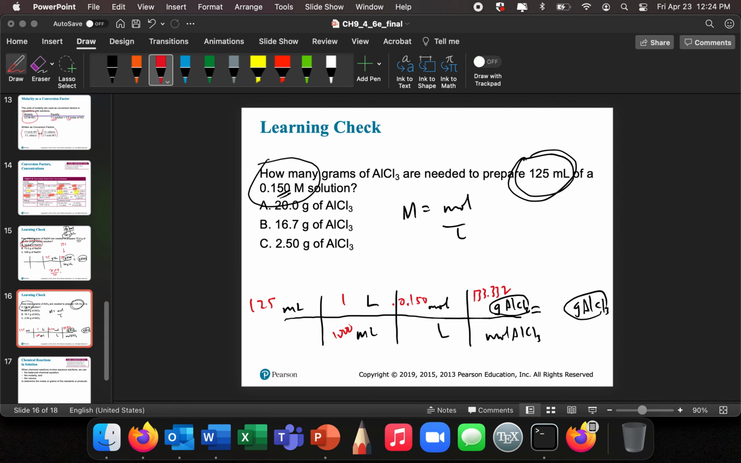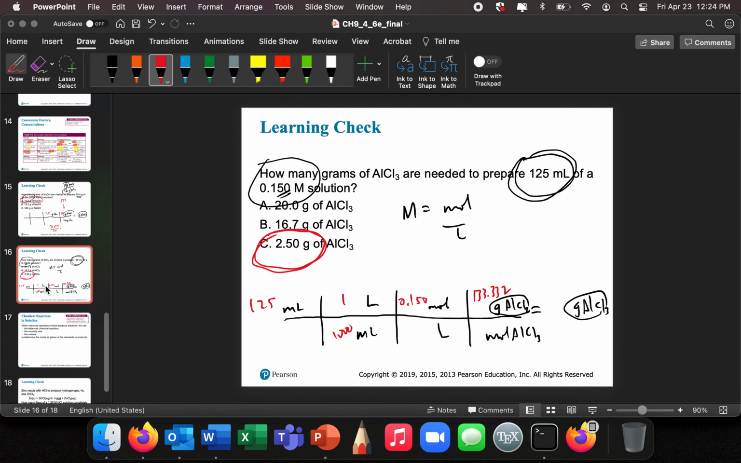133.332. And I just multiply my numerators and divide by my denominators, and I'm done. So it's 125 times 1 times 0.15 times 133.332 divided by 1,000. And I get 2.499. Bam. Grams of aluminum chloride is what I need.